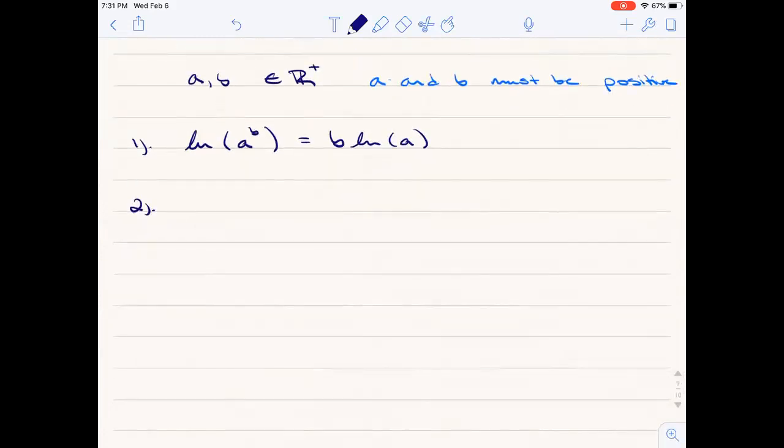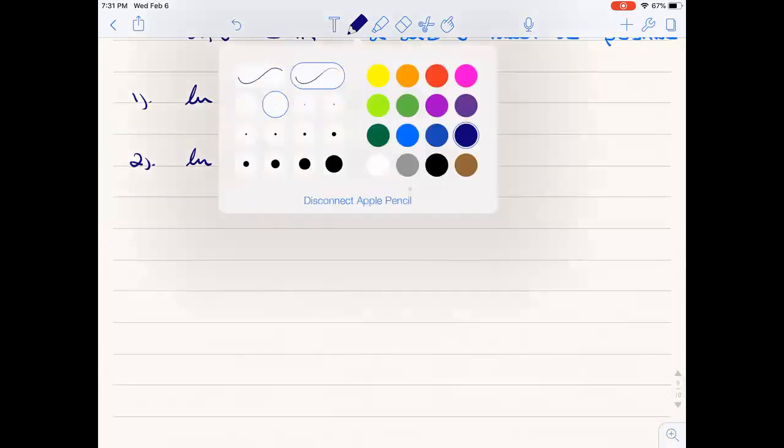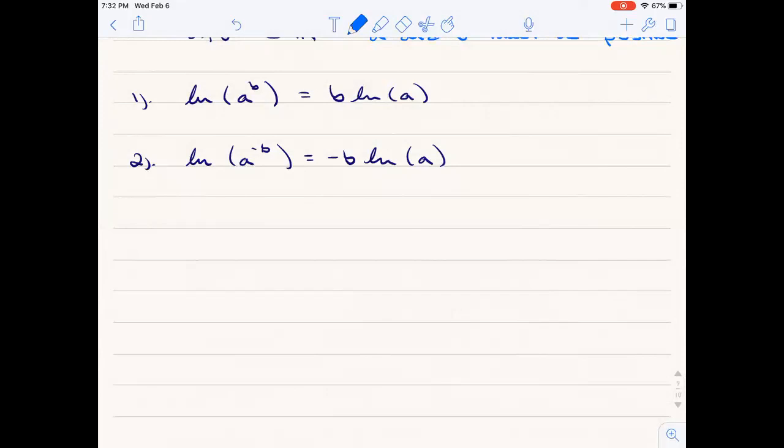Second rule is very similar, right? The log of a to the negative b is negative b times the log of a. Here, I just want to make a note that recall that a to the power of negative b is actually 1 over a to the power of b.